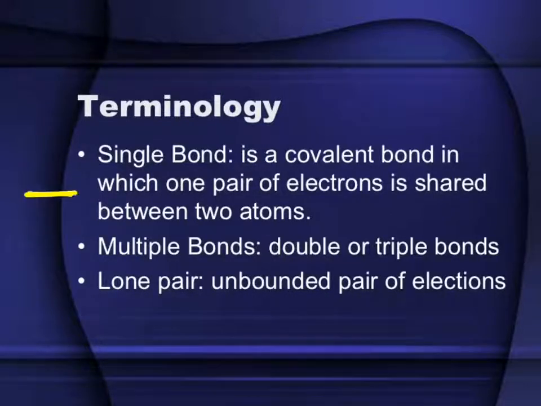So a single bond is just one line. It represents 2 electrons. We can have a double bond. It's 2 lines. It represents 4 electrons being shared. And then you have a triple bond, 3 lines that represent 6 electrons being shared.